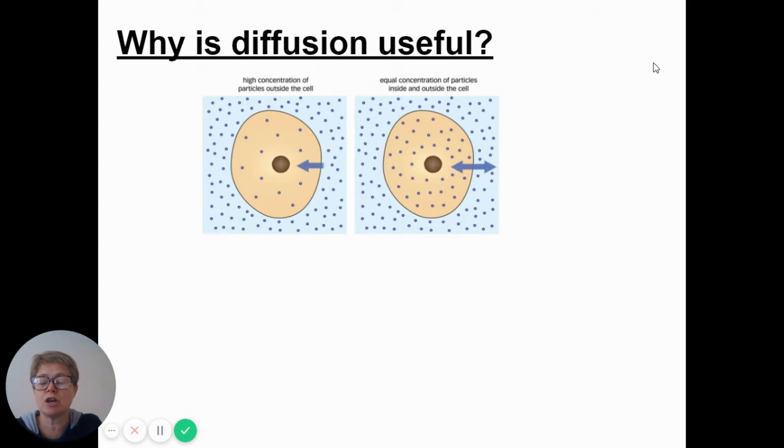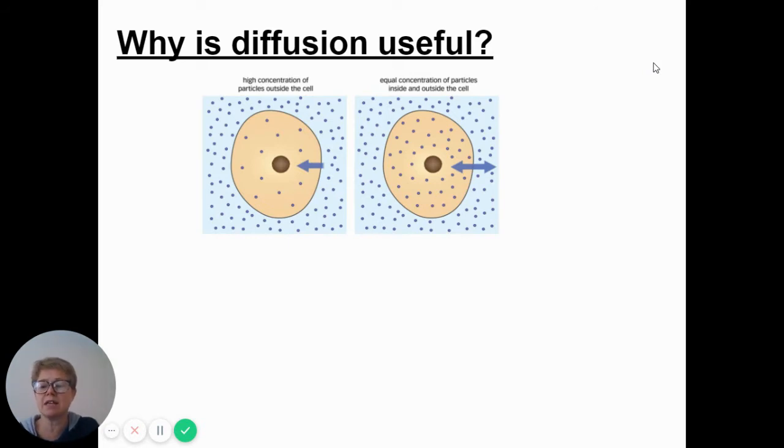These diagrams show an animal cell. The spots represent particles of a useful substance, such as oxygen or glucose, that we want to move into our cell. You can see that in the first picture, there is a high concentration of the oxygen outside of the cell, a low concentration inside. There are fewer purple dots.